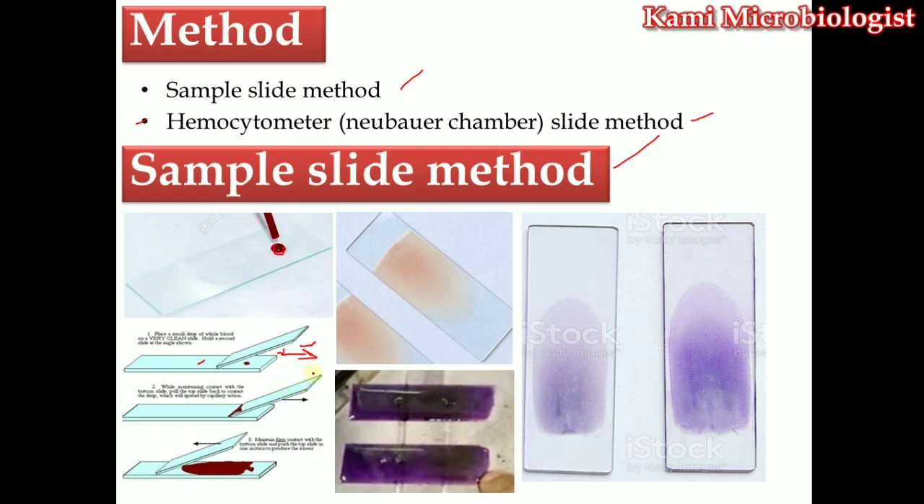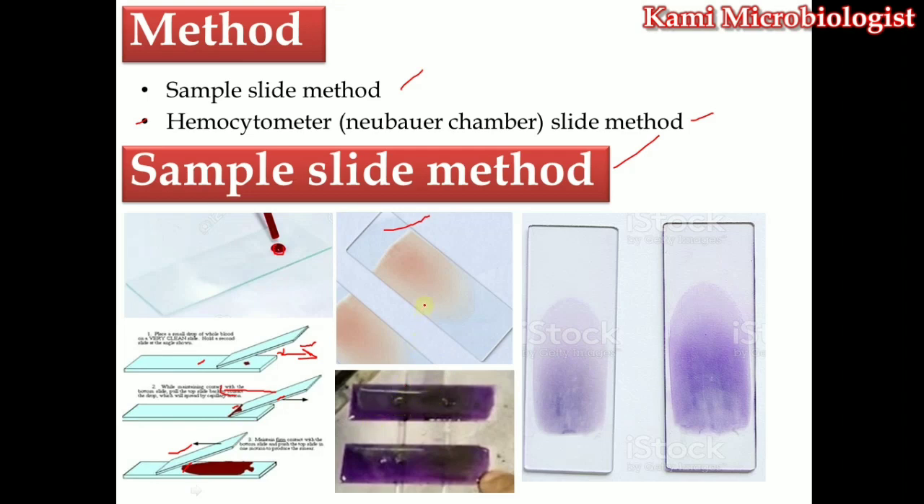Once the blood spreads along the edge of this slide, you push the slide in the forward direction. In this way we get the blood smear, or blood film, as you can see. So this is how the blood film is formed. The blood film should be normal, not very thick and not very thin, otherwise we cannot visualize the blood cells.